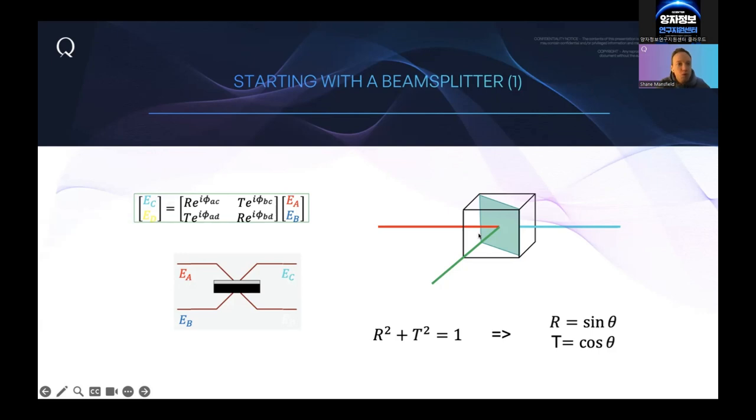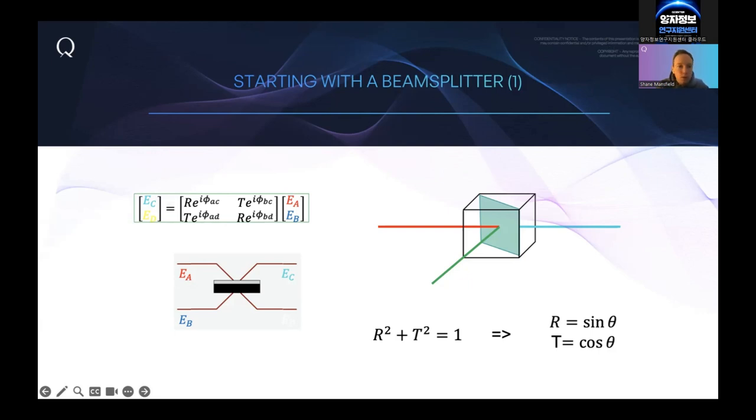If we just think about the concrete object in itself, in this image, the red line is our incident light. It could be laser light, for example. It's our incident light, and the green output is the reflected light, and the blue output is the transmitted light. So this is what happens. Depending on the reflectivity of the beam splitter, we're going to have different probabilities for transmission or reflection.